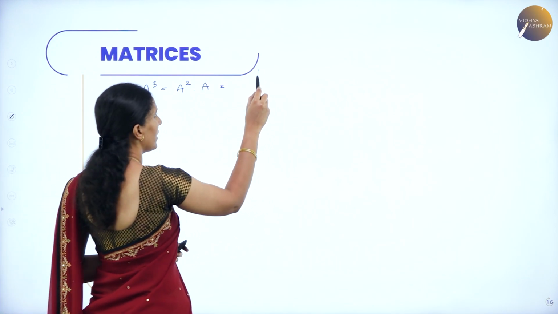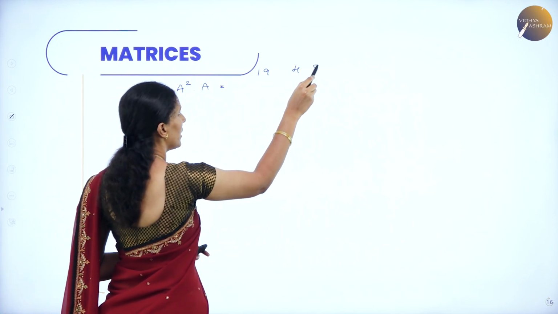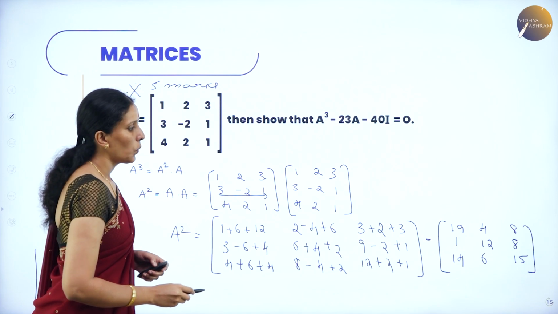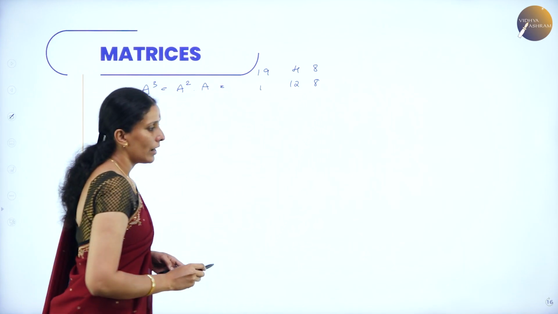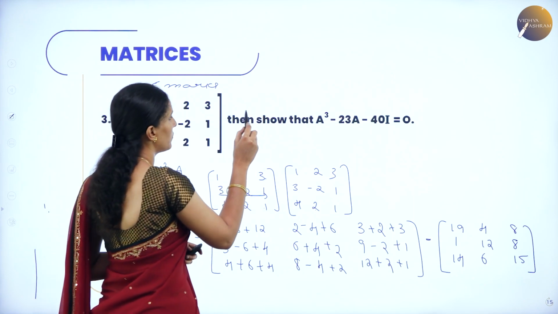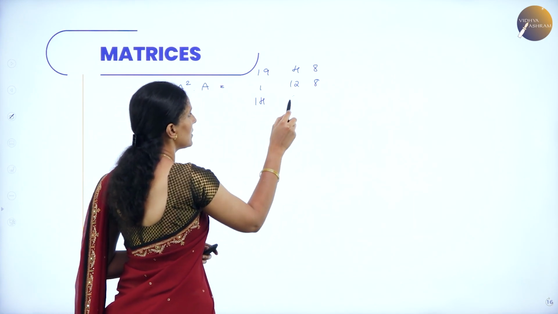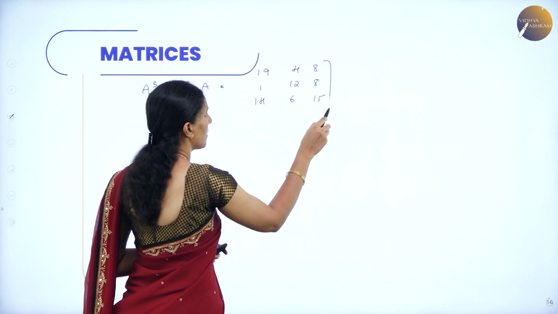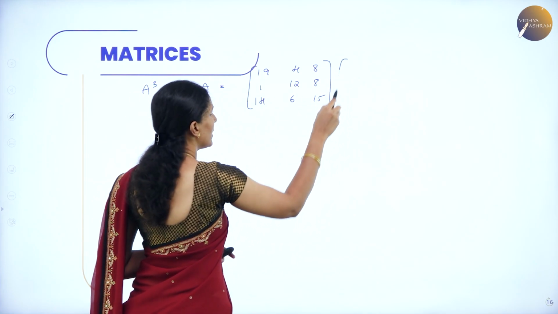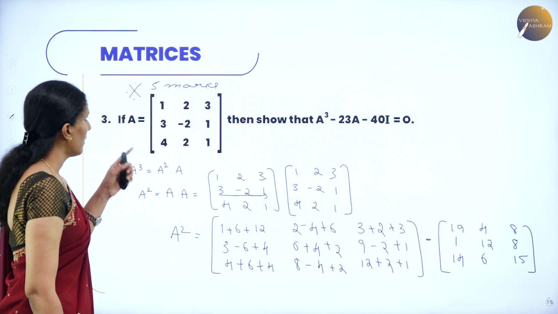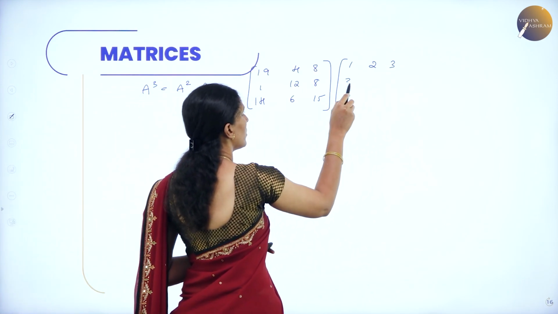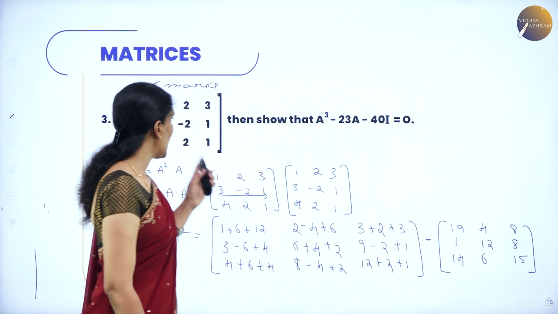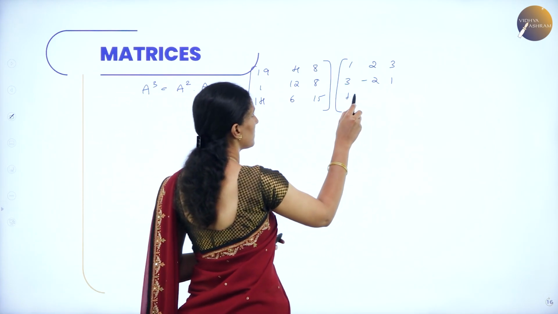19, 4, 8. So, we'll write it 1, 12, 8. Next, we have 14, 6, 15. Now, multiply this with A. What is matrix A? 1, 2, 3. 3 minus 2, 1. And the last row is 4, 2, 1.